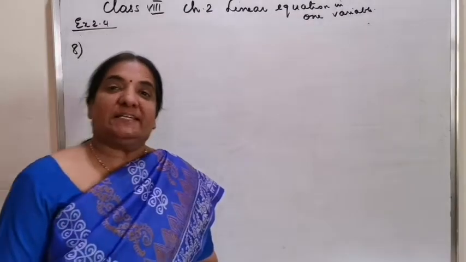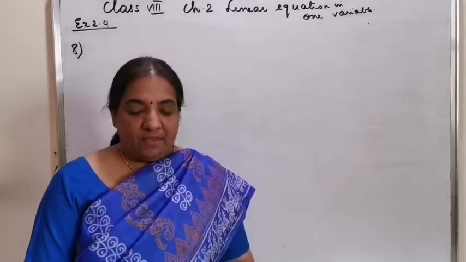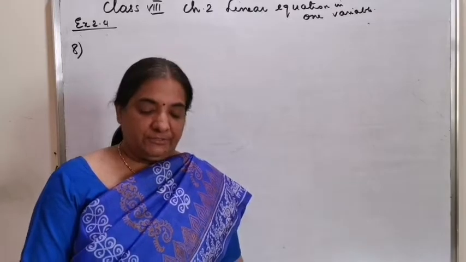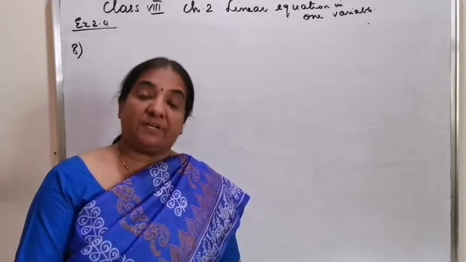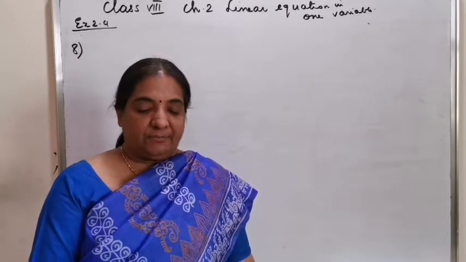Question number 8. Half of a herd of deer are grazing in the field and 3/4 of the remaining are playing nearby.